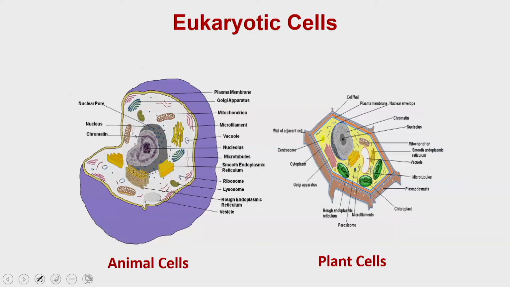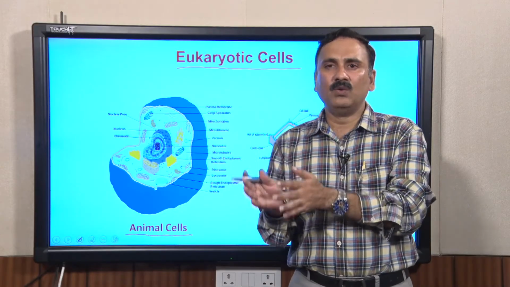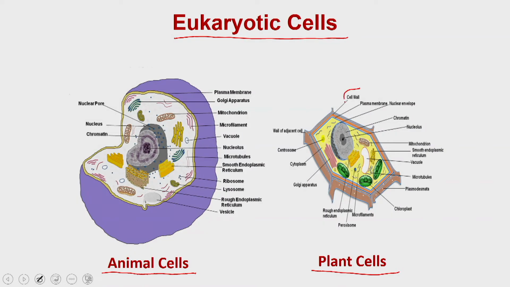Then we moved on and we discussed the eukaryotic cells. In the eukaryotic cell we have taken up the examples of the animal cell as well as the plant cell. The majority of the organelles are common between the animal cell and the plant cell, except that there are a few differences. For example, the plant cell has a very thick cell wall which is completely absent in the animal cell. Compared to that, the animal cell has a large quantity of mitochondria, because the animal cell is energetically very active compared to the plant cell. So, the plant cell contains a very low quantity of mitochondria.